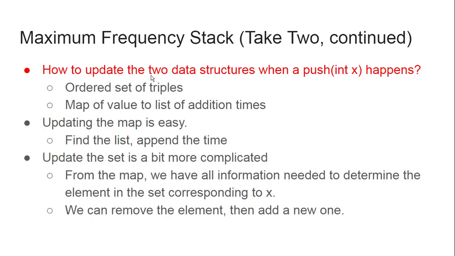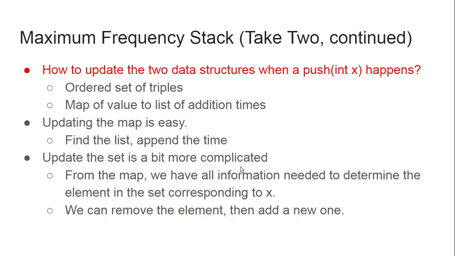So how do we support the push? When push happens, how do we update the two data structures to remember necessary information? Recall that the two data structures are one ordered set of triples and one map of value to list of addition times for that value. Updating this map is easy because when we push this new value x, we can find the list and then simply append the current time at the end.